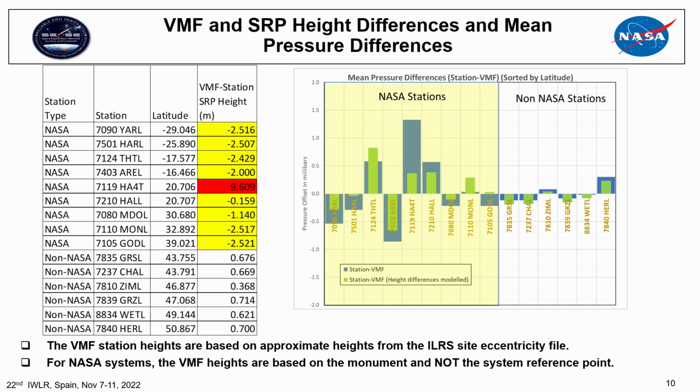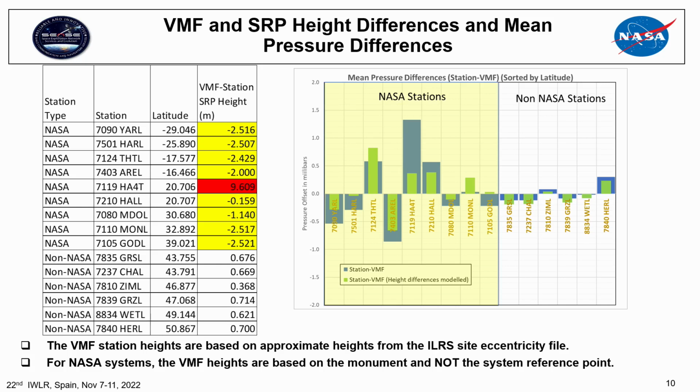So I did this difference. This is VMF minus the station heights from ITRF 2014. So for some stations, the station height is off by 2.5 meters. In the case of TLRS4 at 7119, the height in the eccentricity file is way off. It's off by 9.6 meters.